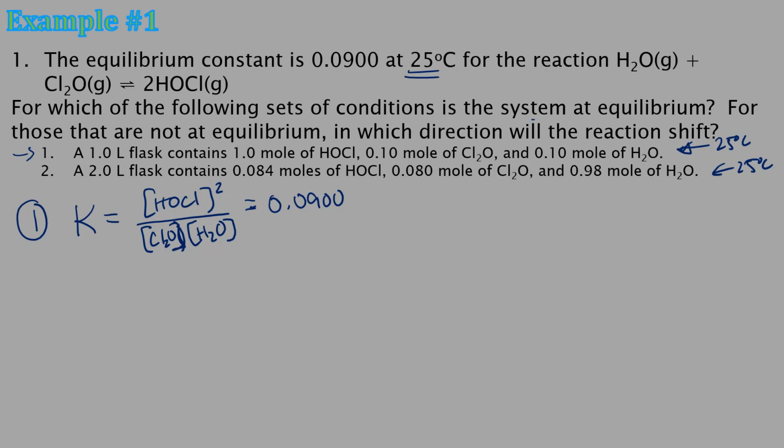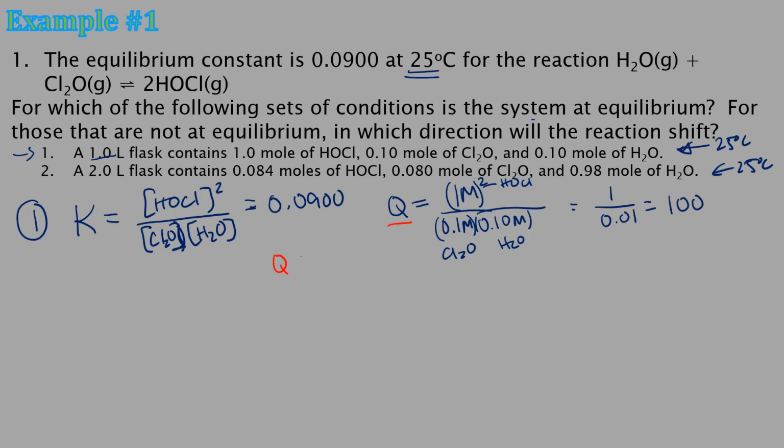In order to find out, I'm going to calculate Q. Since it's 1 liter, these are all molarities because we would divide them all by 1. So that would be 1 molar divided by 0.1 molar times 0.1 molar, because this is Cl2O, this one is H2O, and this one up here is HOCl, and this one is going to be squared. So I have 1 squared divided by 0.1 times 0.1. That's going to be 1 divided by 0.01, and that is 100.